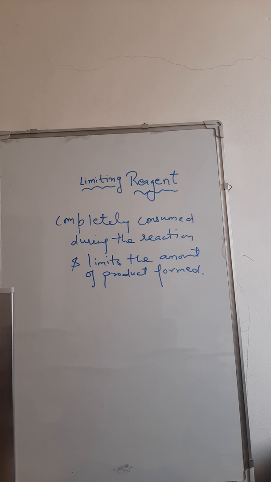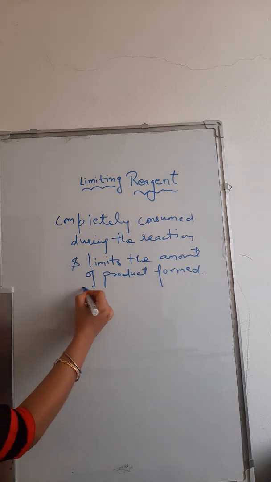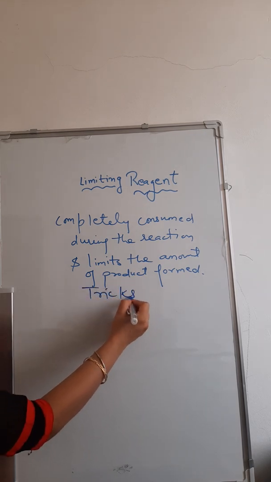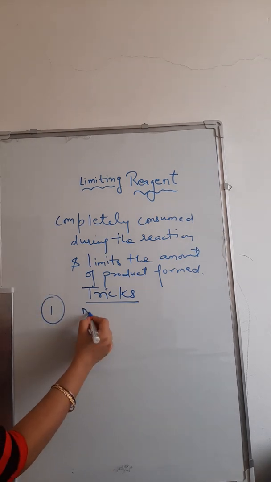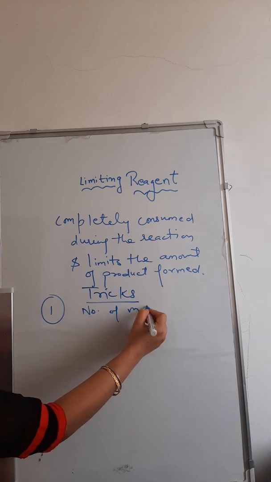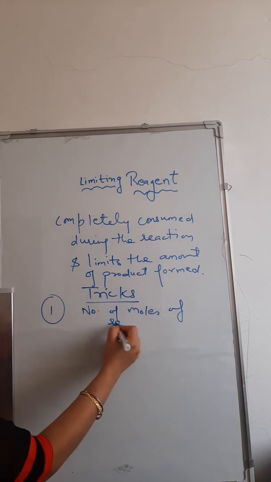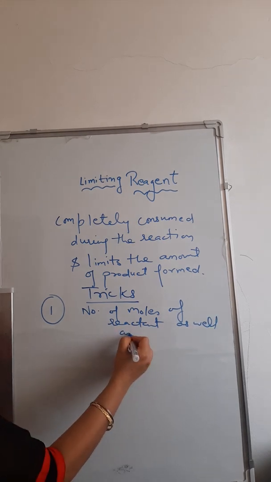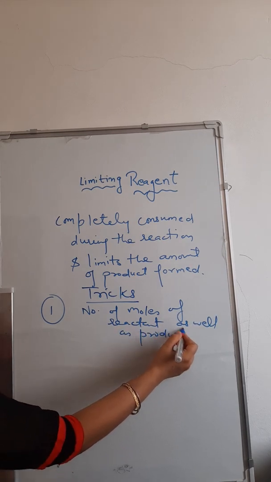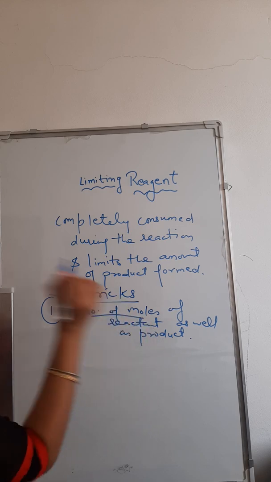and which one is the excess reagent. So there are some rules, or we can call them tricks, that you have to follow to calculate the limiting reagent. So what are the tricks? We'll write down the tricks. What is the first trick? First you have to calculate the number of moles of reactant as well as product. So your first task is to calculate the number of moles.